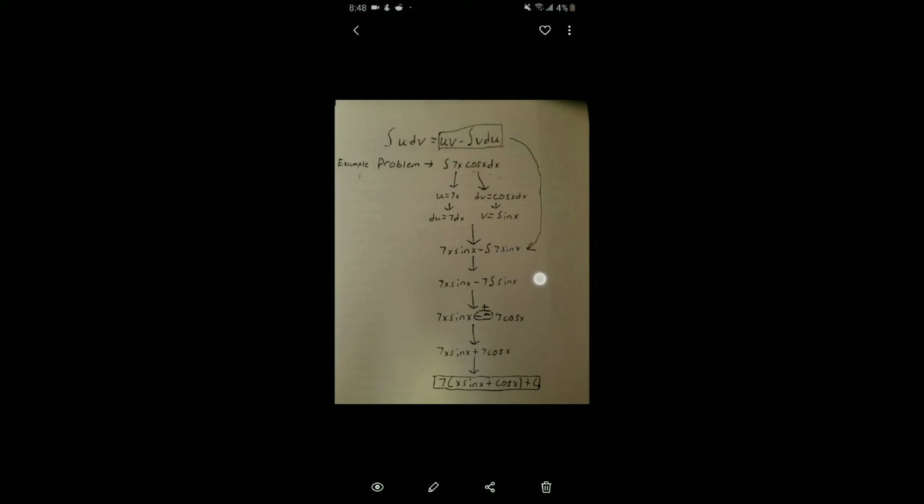You take the integral of sine of x, and it becomes negative cosine x. Two negatives make the statement positive, so then it becomes 7x sine x plus 7 cosine x, and then the final step you factor out the 7. So then it becomes 7 parentheses x sine of x plus cosine x plus c.